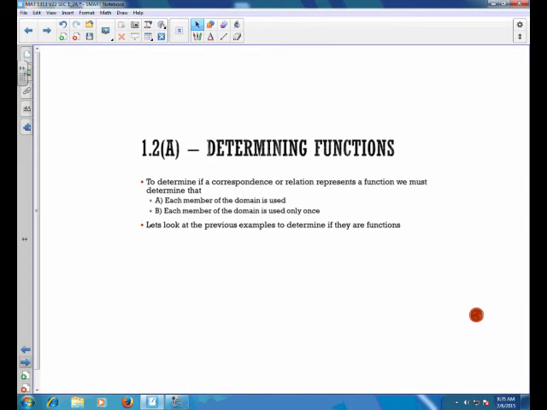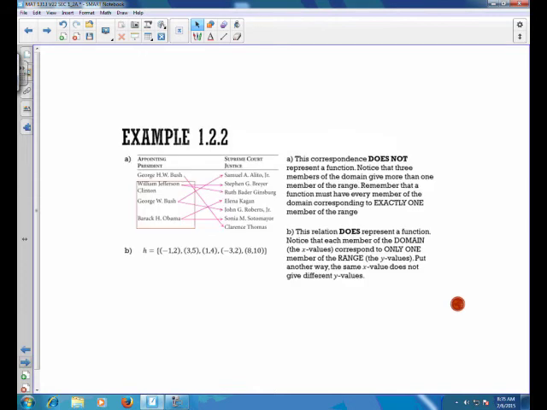So let's look at some previous examples and we'll determine if they're functions. The first example was the appointing president and the Supreme Court justices. Okay? Notice that this correspondence does not represent a function. We have 3 members of the domain that give more than one member of the range. So each of these presidents here appointed more than one judge. So their input produced more than one output. Their x value gave you 2 different y values, which means it's not a function.